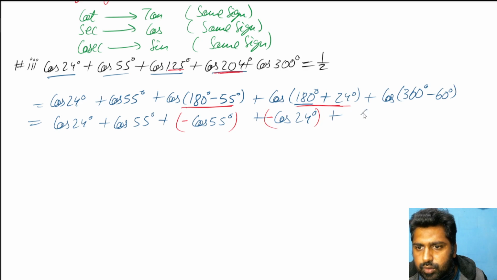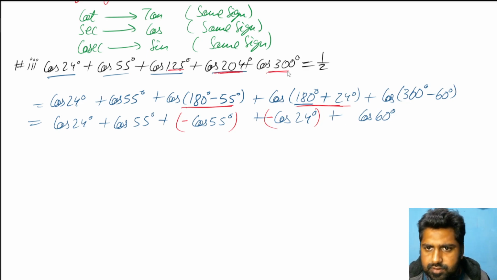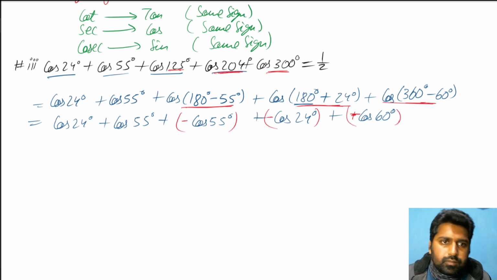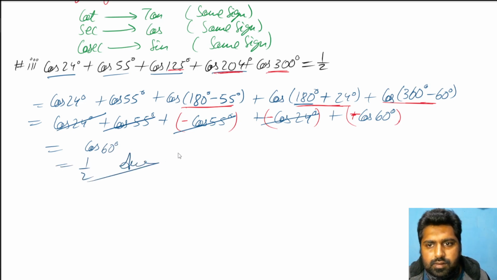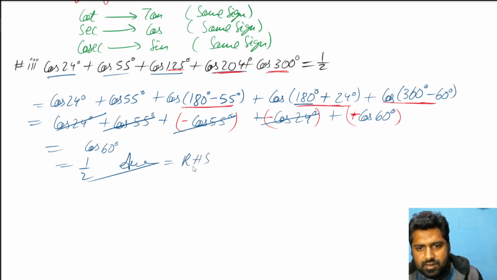Last, 360, no conversion, no change. So cos 60 degrees. This is the fourth quadrant, 360 minus. In the fourth quadrant, cos is positive, not negative. After school to college, so positive. See, cos 24 cancels. Cos 55 cancels. All you are left with is cos 60. That's 1 by 2, and that was your RHS, so it is equal to your RHS.